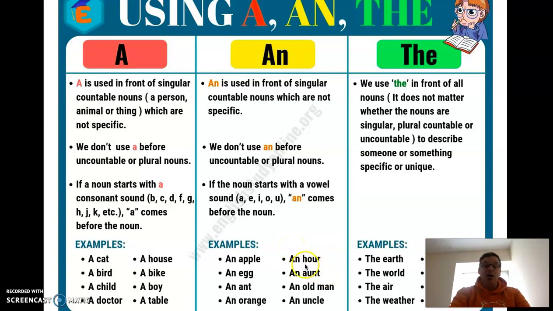So because the sound sounds like a vowel, we use an. So what about the? Well, the is used in front of all nouns. It doesn't matter that the nouns are singular or plural, countable or uncountable. They're used to describe someone or something specific or unique. Right? Specific or unique. Okay?